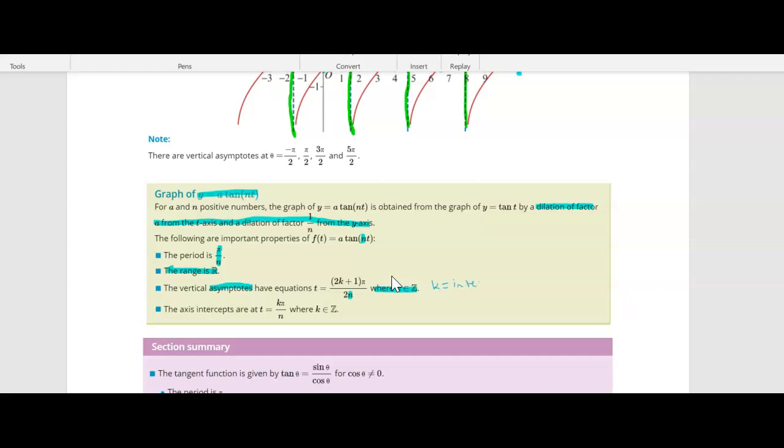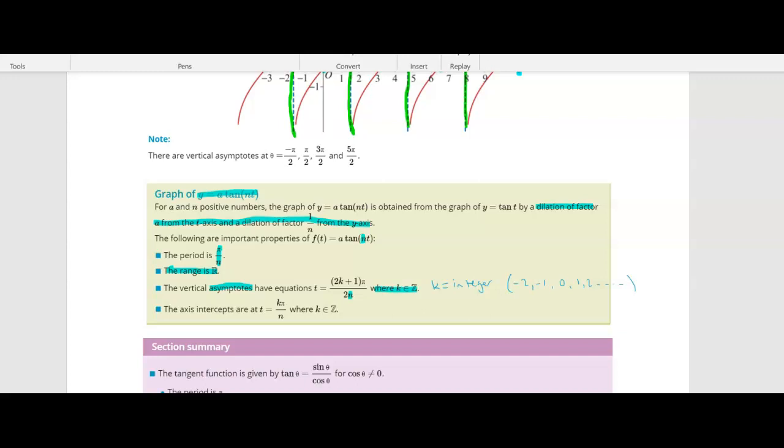K is an integer, so it could be negative. You can have -2, -1, you can have 0, you can have 1, 2, and so on. If we're using this general equation, we just need to substitute in values for k to see where the restriction fits into the domain. We'll do hopefully a few of them in a sec.